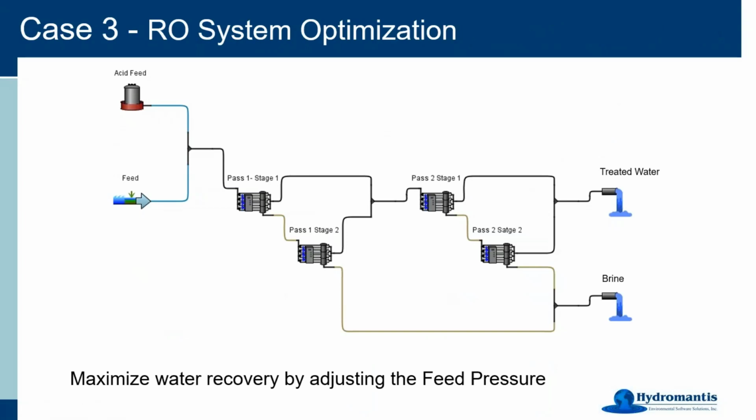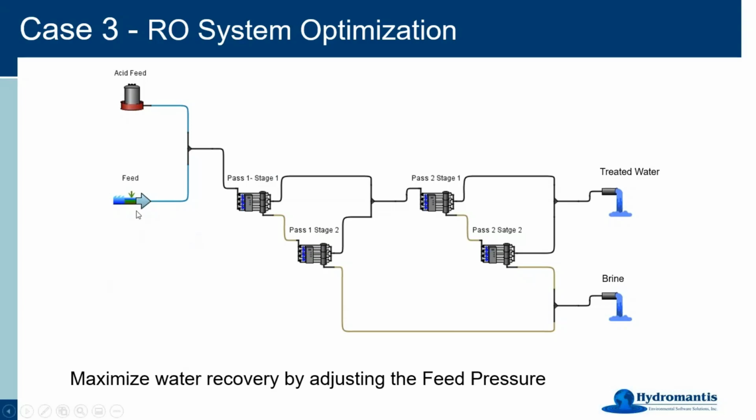The third exercise, of course, there are quite a number of you who are probably interested in RO systems. This is a little bit of a hypothetical exercise that we put together just to show the capability of the model that you can use in GPSX to analyze the system. So this is a two-pass, two-stage system.